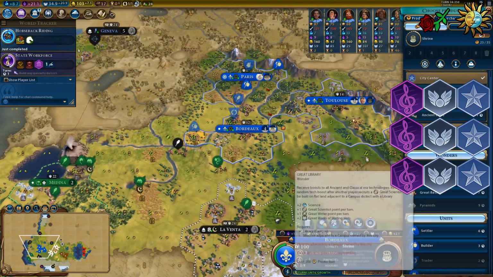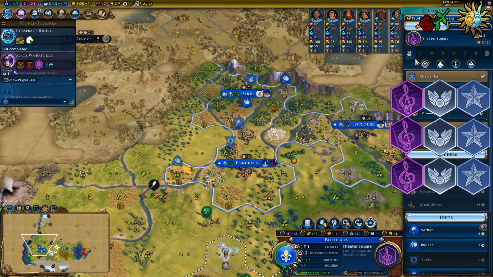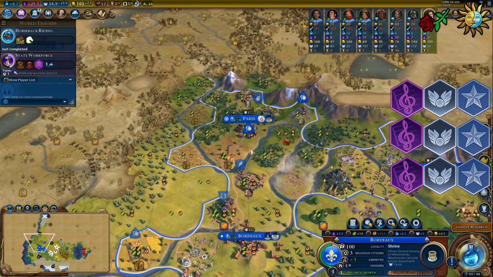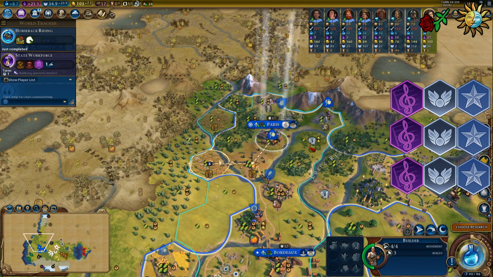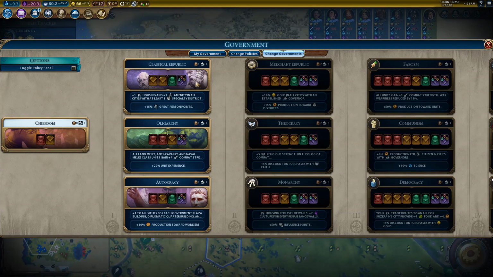As you can see, in 3 turns I am able to replace my third Theatrical Square. After I do this, the price is fixed. We can take a deep breath and continue playing. Turn 36, political philosophy discovered.